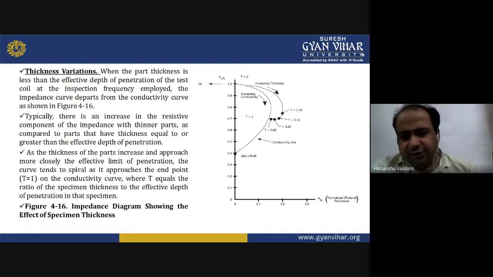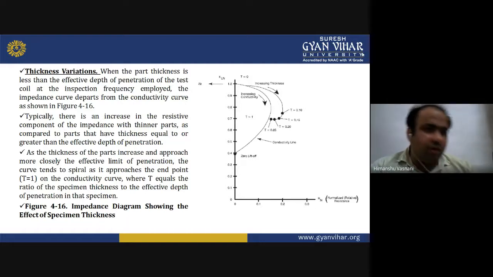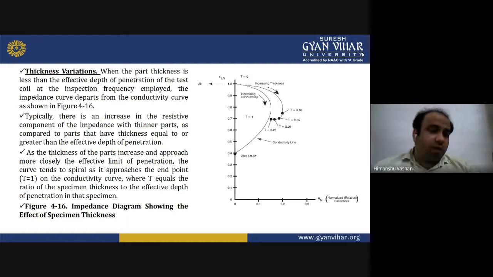Now, thickness variations. When the part thickness is less than the effective depth of penetration of the test coil at the inspection frequency employed, the impedance curve departs from the conductivity curve as shown in this figure. Typically there is an increase in the resistive component of the impedance with thinner parts, as compared to parts that have thickness equal to or greater than the effective depth of penetration.